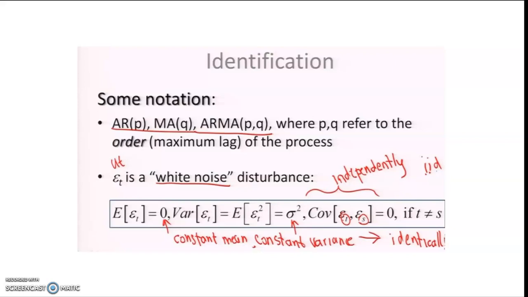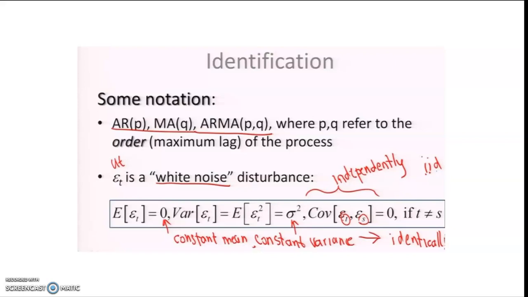In these models, epsilon t is a white noise disturbance. And what does it mean? What do we mean by white noise? An error term is white noise if its expected value is equal to 0 and if its variance is equal to sigma square, which is constant. So both the mean and the variance of the disturbance term are constant, and the covariance between two observations, that is E of epsilon t and epsilon s, is equal to 0 if t is not equal to s.